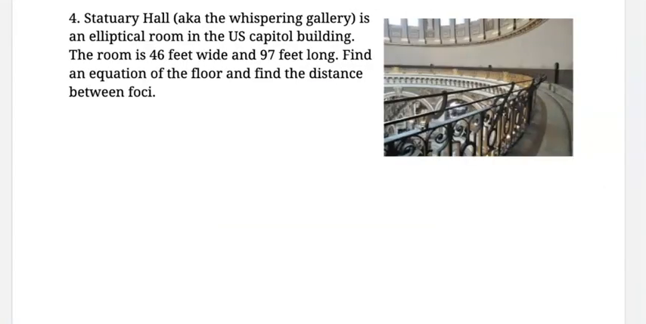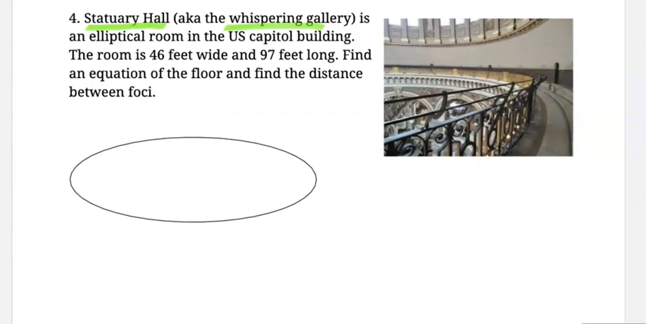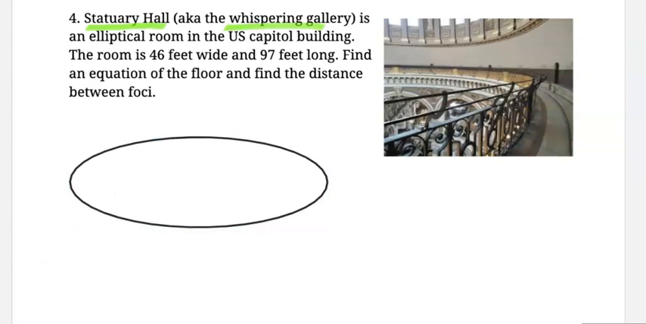All right, moving along to a little bit of an application problem. So if you've ever been to the U.S. Capitol building, you may have been in Statuary Hall, which is the Whispering Gallery. It's called the Whispering Gallery because it's an elliptical room. So I'm going to sketch an ellipse for us. Oh, that is not a great ellipse. Let's see if I can maybe make a slightly better one using my circle tool. There we go. Okay, so it's an elliptical room that is a grand total of 46 feet wide.